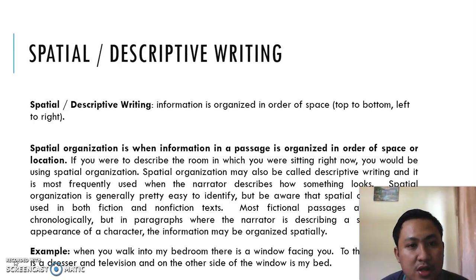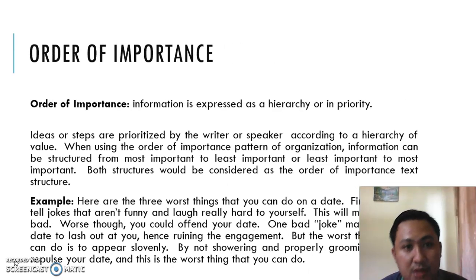Spatial or descriptive writing. In spatial or descriptive writing, information is organized in order of space, top to bottom or left to right. Example: when you walk into my bedroom, there is a window facing you. To the right of that is a dresser and television, and on the other side of the window is my bed. And the last, order of importance.